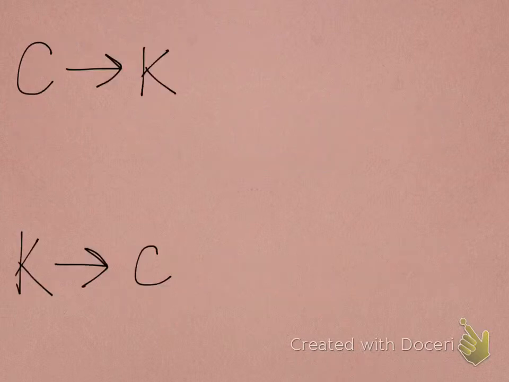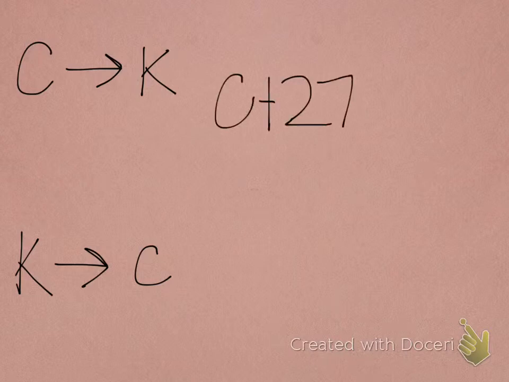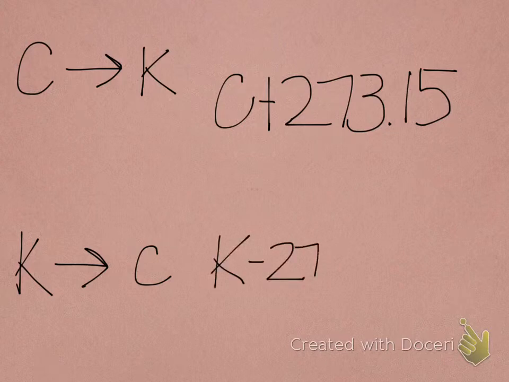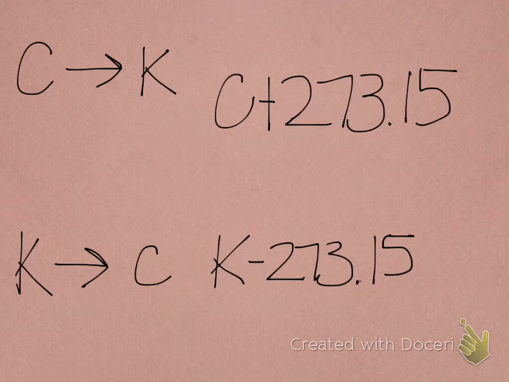Then from Celsius to Kelvin, pretty easy. All you're going to do is take your Celsius and you're going to add 273.15. That's all. And then Kelvin to Celsius, you take your Kelvin and you just subtract 273.15. And that's all.